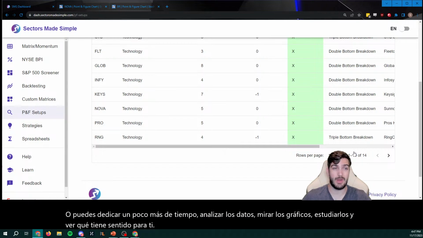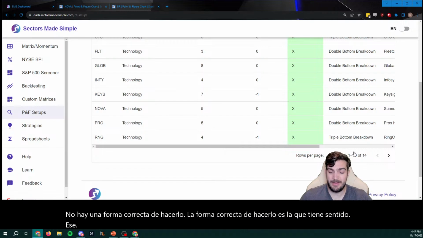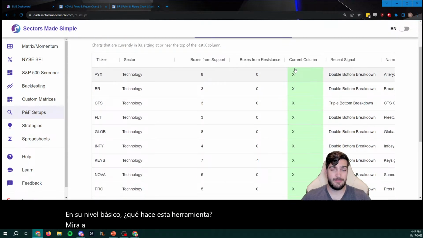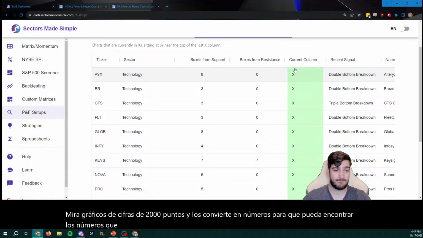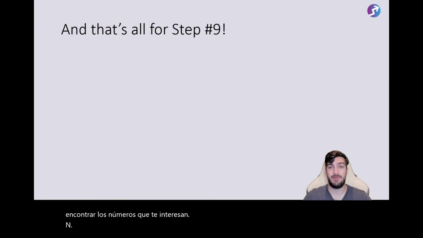There is no right way to do it. The right way to do it is the way that makes sense. So, that is at its basic level, what this tool does. It looks at 2,000 point and figure charts, turns them into numbers, so that you can find the numbers that matter to you. And that's all for step number 9.